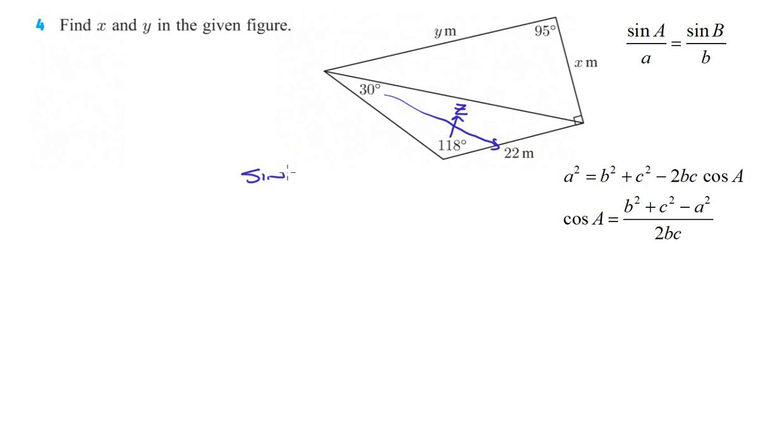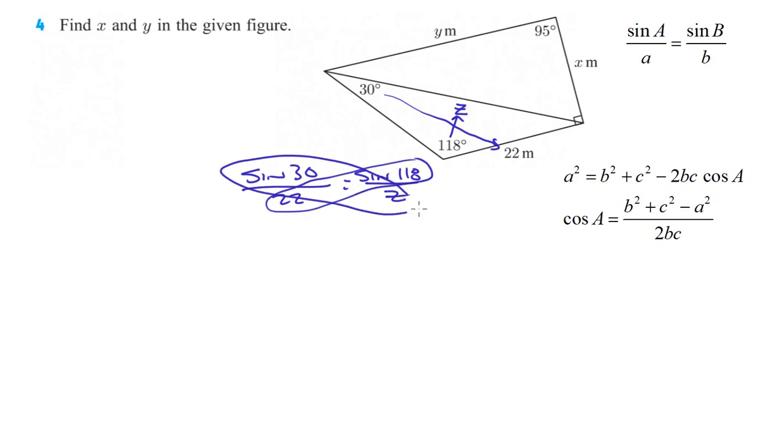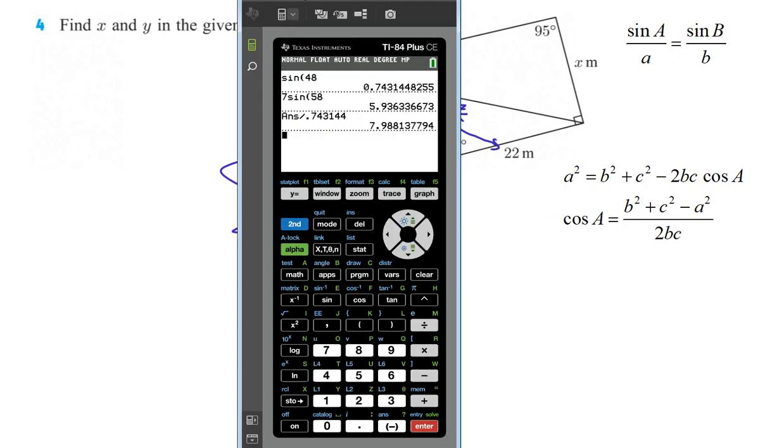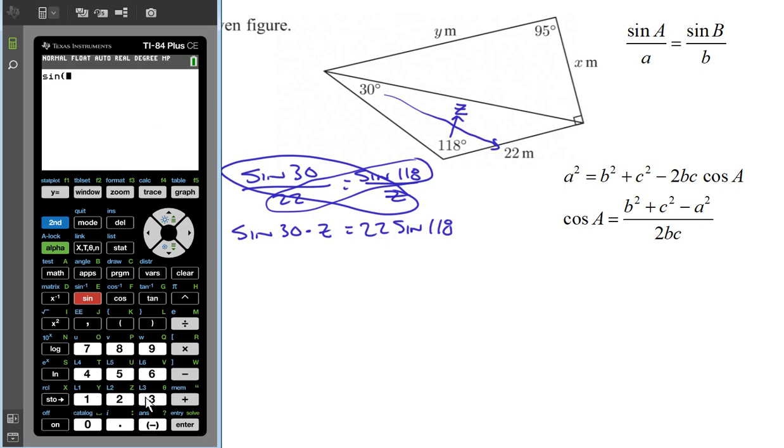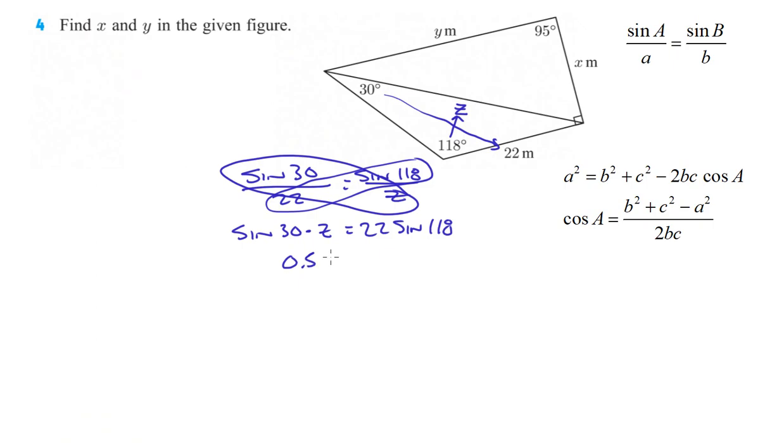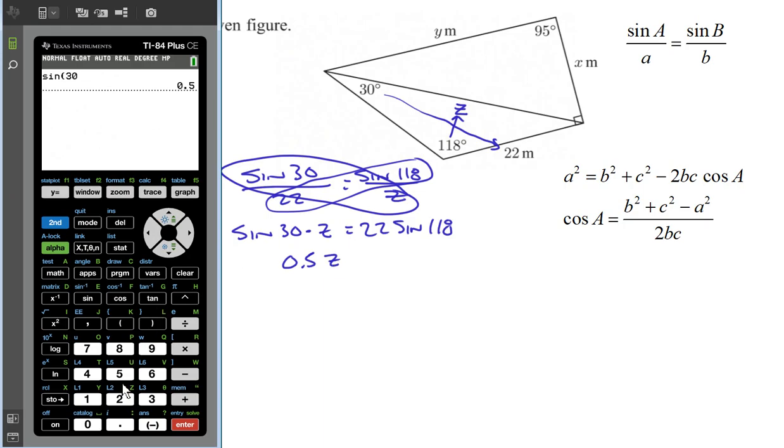So we could do sine 30 over 22 should equal sine of 118 over z. Cross multiply, and away we go. So sine 30 times z equals 22 sine 118, right? So sine 30 is 0.5. That's kind of nice. 0.5z. And that's going to equal 22 sine 118.